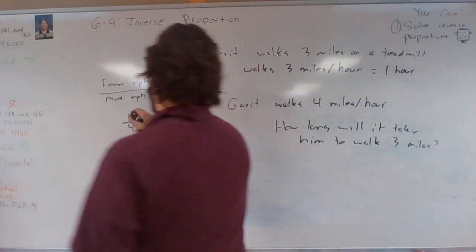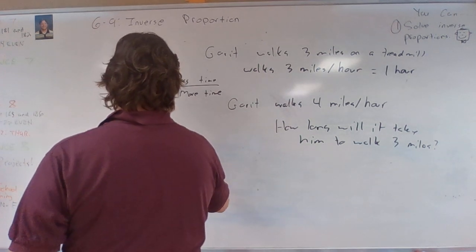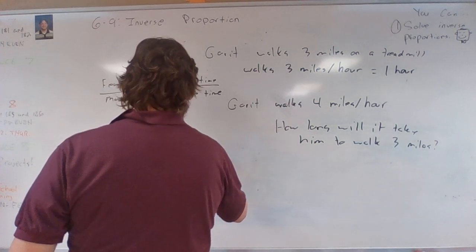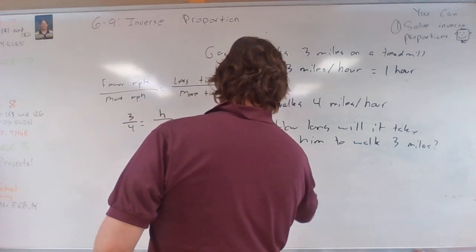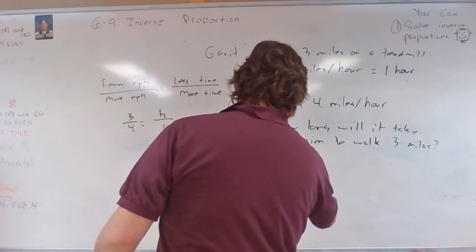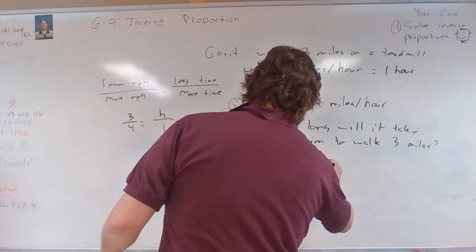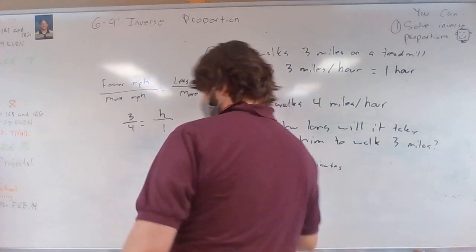Now we use our cross products. 3 times 1 is 3 equals 4h. Divide by 4. h equals 3/4 of an hour, or 45 minutes.